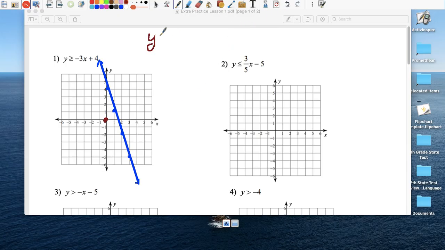So let's replace in the inequality y was 0 and x was 0. So we got 0 greater or equal to -3 times 0 plus 4. 0 is greater or equal to -3 times 0 is 0, and plus 4 gives me 4. 0 is not greater than 4, so this point right here, 0, 0, fails, and it does not satisfy the inequality. And what does that mean?